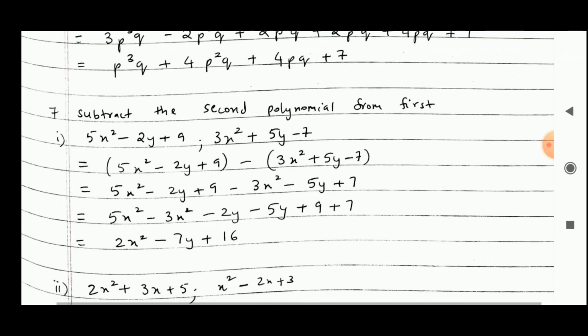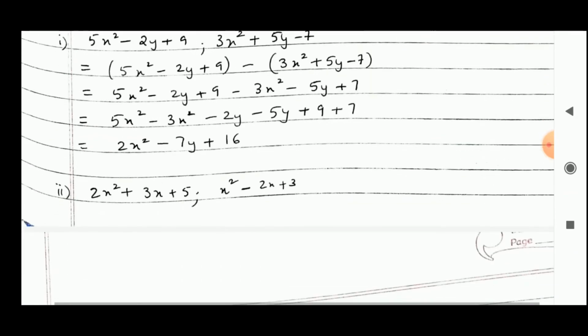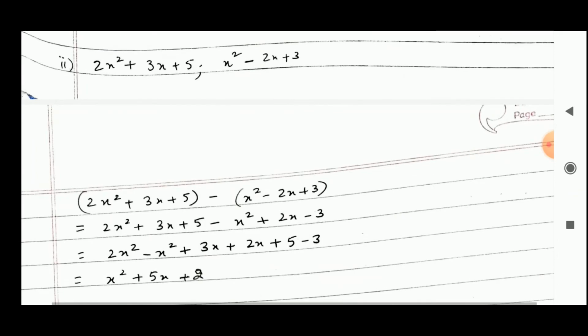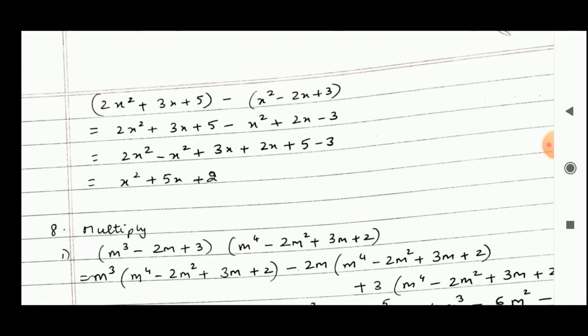Now subtract the second from the first. So 5x square minus 2y plus 9 minus, in bracket write down, 3x square plus 5y minus 7. So 5x square minus 3x square minus 2y minus 5y plus 9 plus 7. So this is 2x square minus 7y plus 16. Now subtract the second polynomial from the first one. Again change the sign and bring the like terms together.